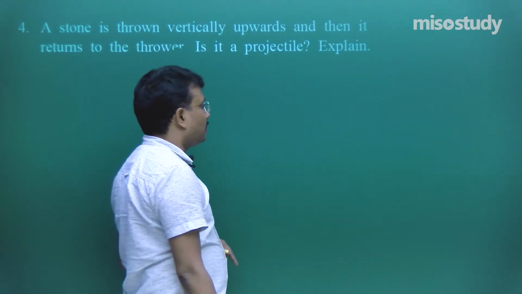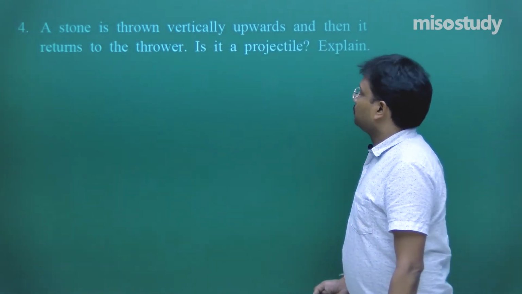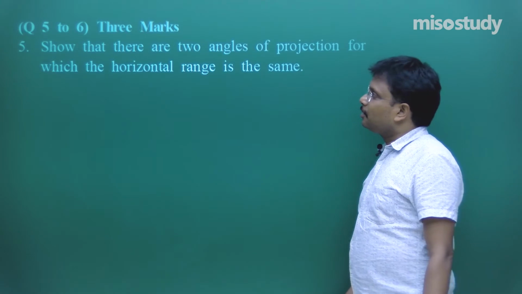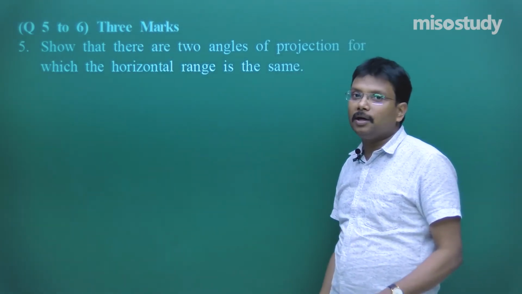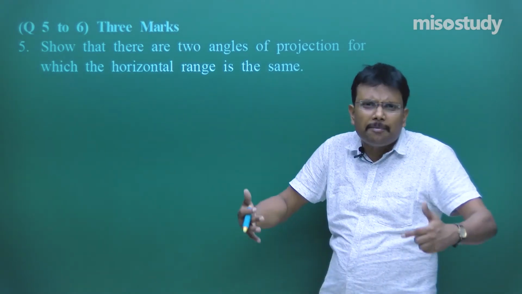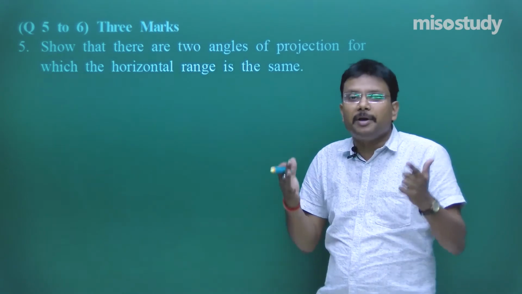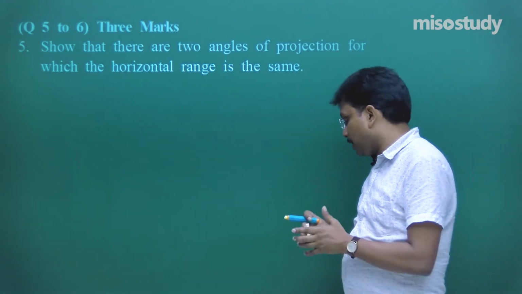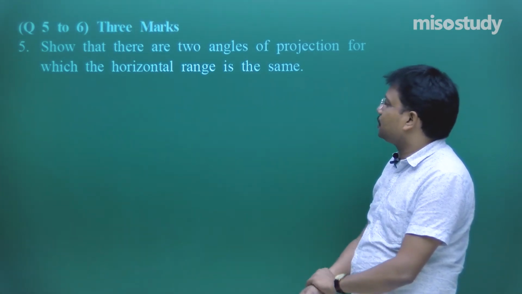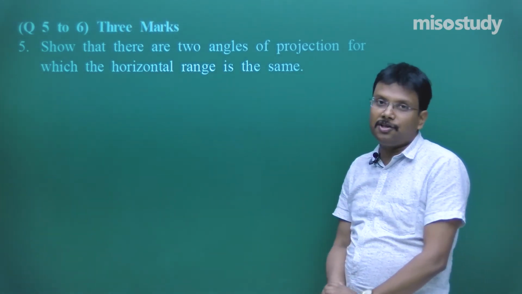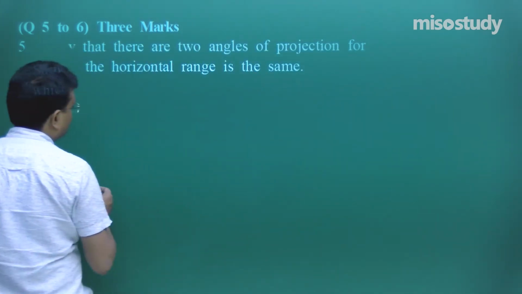Then students, it comes to question number 5. That is 3 marks. So the moment you read this line, you will say, okay, 3 marks for this question means I have to write a few lines, I have to draw some diagram if they are in that particular topic and so on. Show that there are two angles of projection for which the horizontal range is same. Let us start this particular question.